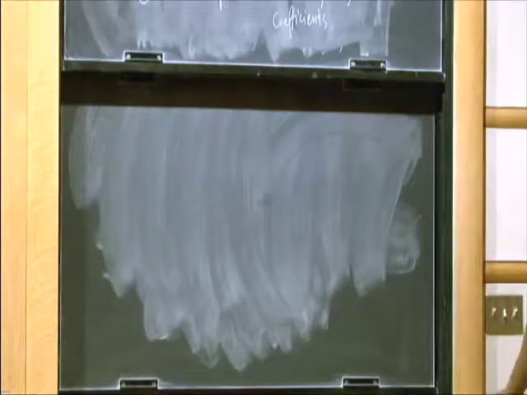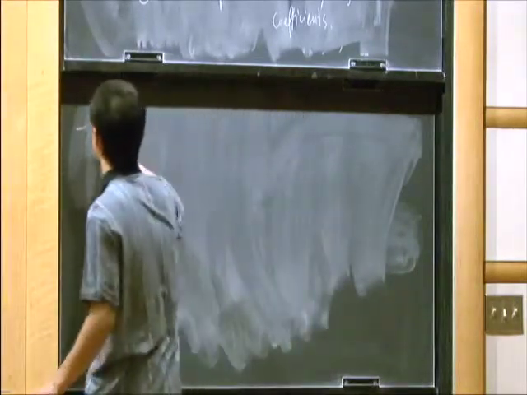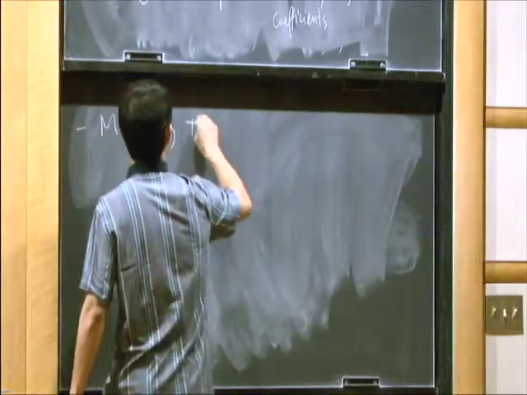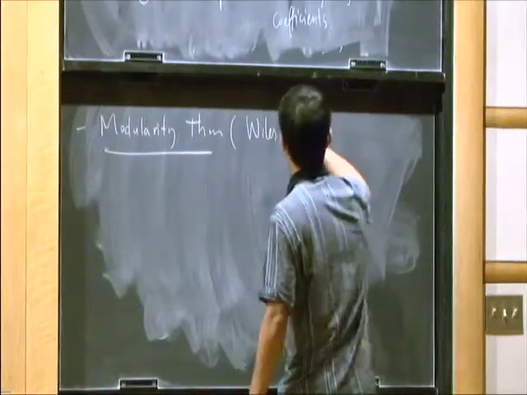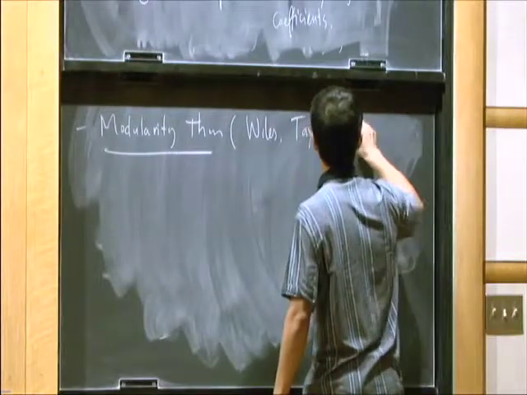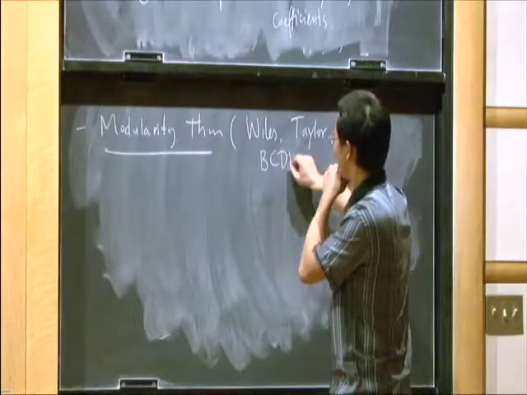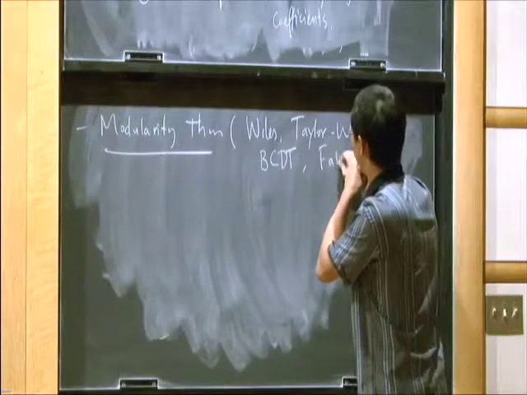Before going to that, we may first try to rewrite this formula as a height pairing on elliptic curves. This is straightforward, provided we have the modularity theorem. This is due to Wiles, Taylor-Wiles, and Breuil, Conrad, Diamond, Taylor. And we also need the isogeny theorem to get the parameterization.